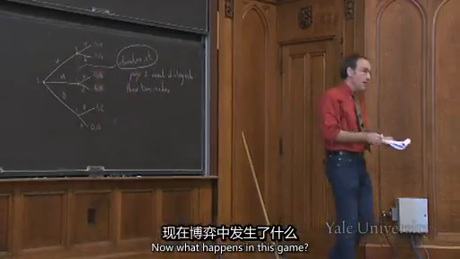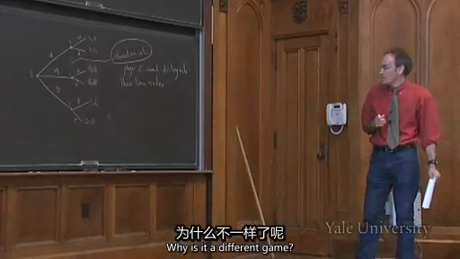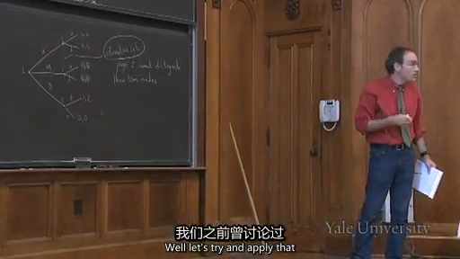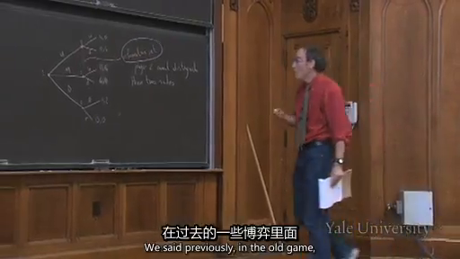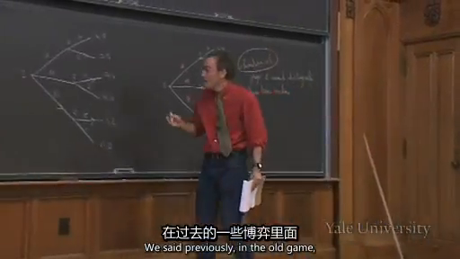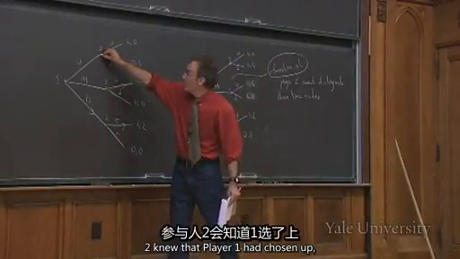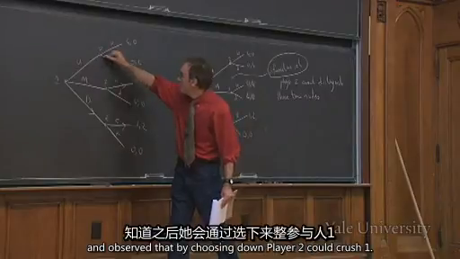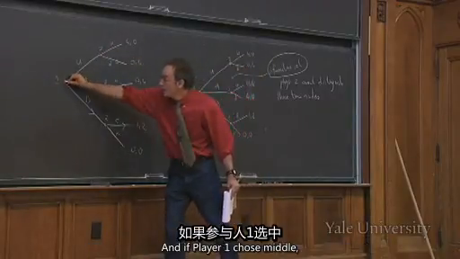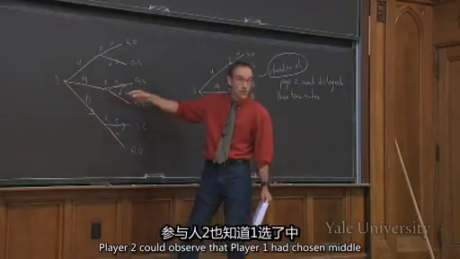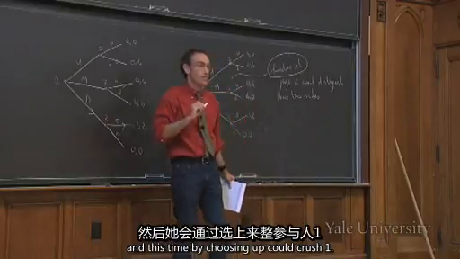Okay? Now what happens in this game? This game is a very different game. Why is it a different game? Well, let's try and apply that loose intuition we talked about before. We said previously in the old game that if player 1 chose up, 2 knew that player 1 had chosen up and observed that by choosing down, player 2 could crush 1. And if player 1 chose middle, player 2 could observe that player 1 had chosen middle, and this time by choosing up could crush 1.